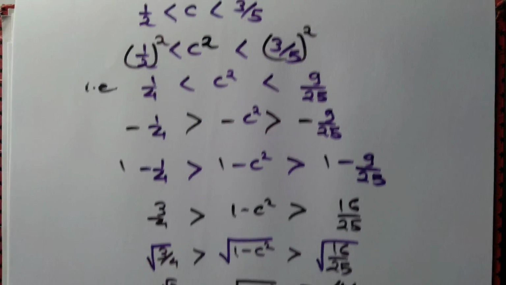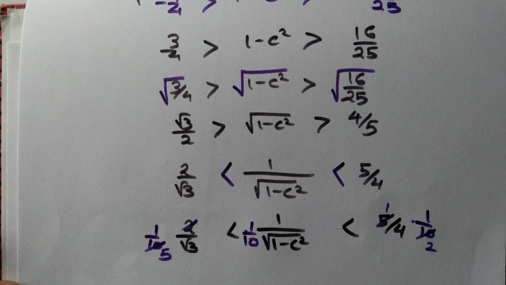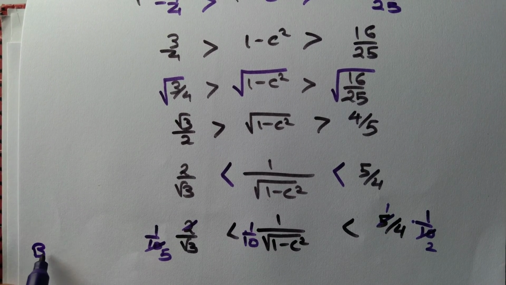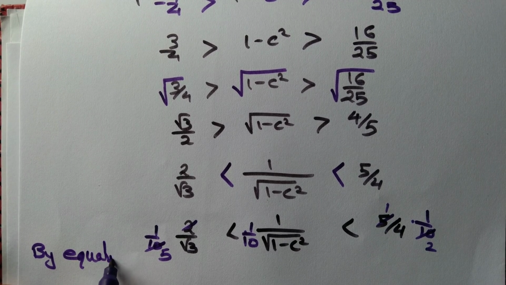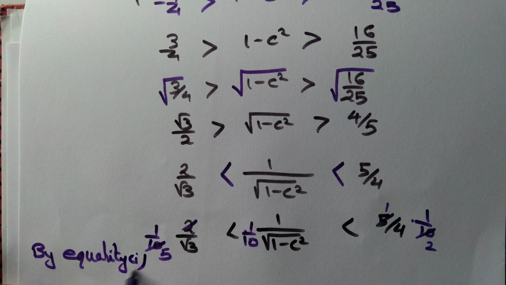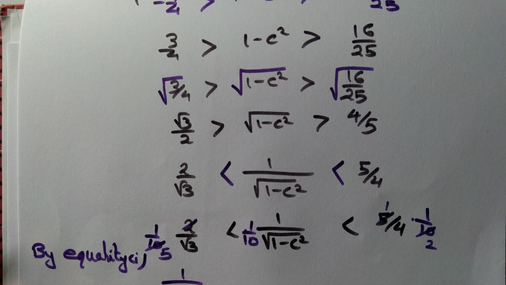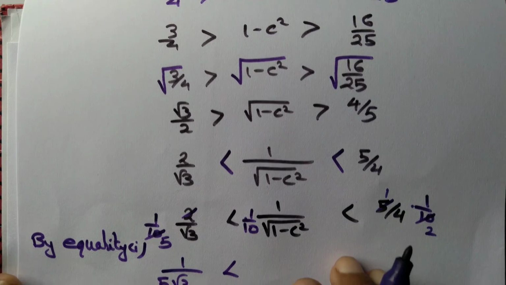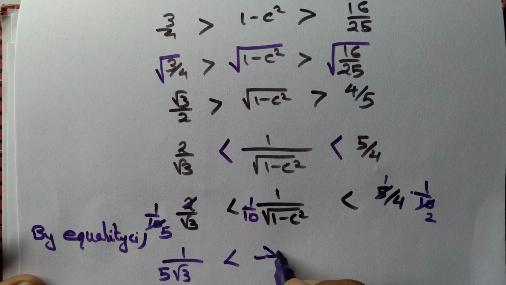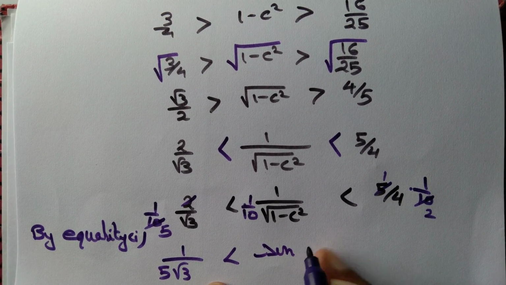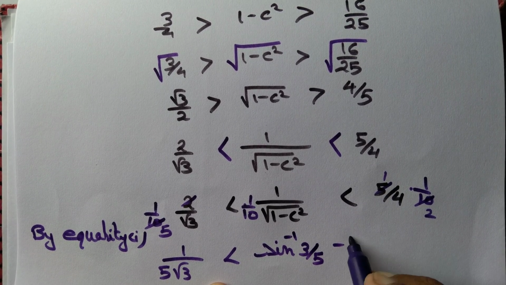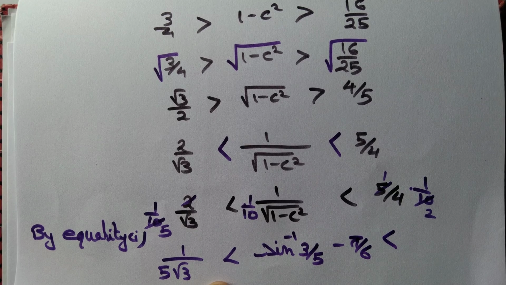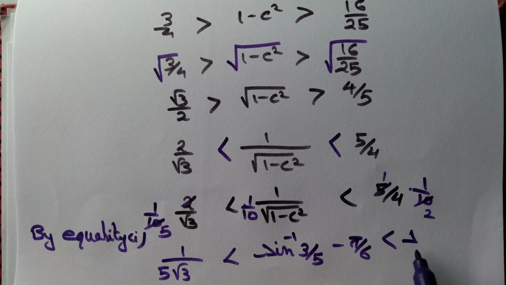By inequality 1, 1 by 5 root 3 is less than sine inverse of 3 by 5 minus pi by 6, and that is less than 1 by 8.